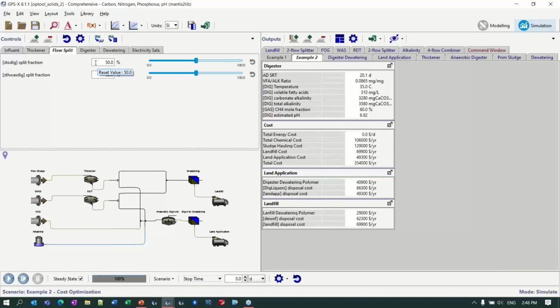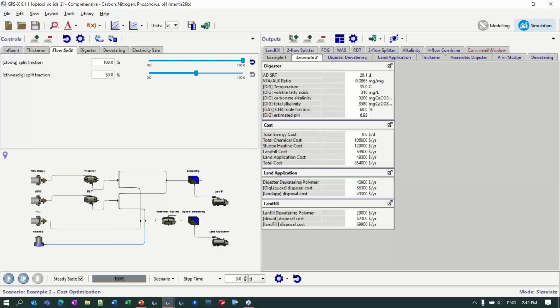And as our last action, this is the one for the primary sludge. I'm going to take that up to 100%. Rather than splitting it evenly, we're going to move all of the primary sludge over to the digester. Now that of course means that we're loading the digester quite a bit, and its SRT is going to go down, and we'll see whether that improvement in the reduction in the amount that we have to landfill will offset that.